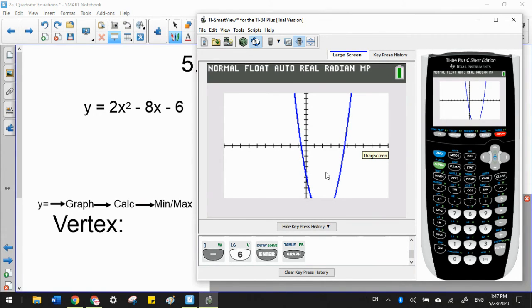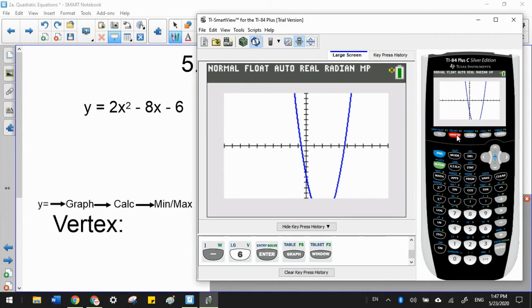And what you notice in this case is that the vertex has to be in between these two points. It's probably down here somewhere. And what you want to do is make sure that your graph covers that point that you're looking for. So in this case, I needed to go down more.